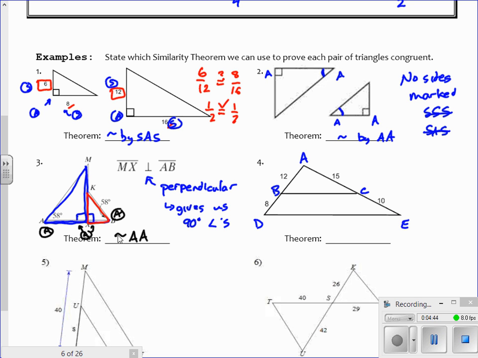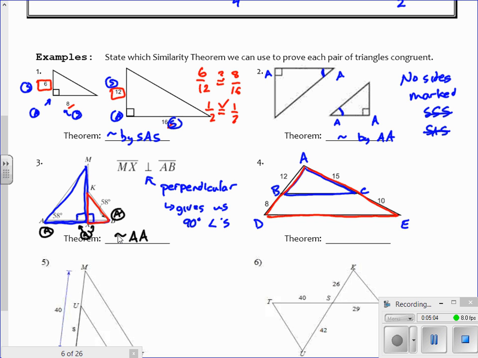And what we can see, there's actually two triangles in here. You got the smaller one, ABC, at the top, and then if we look, the overall shape is another triangle. Well, right away we can see we've got some sides marked. So SSS and SAS are both in play.